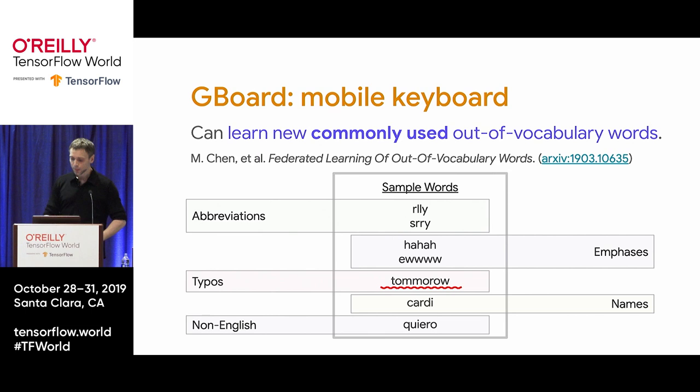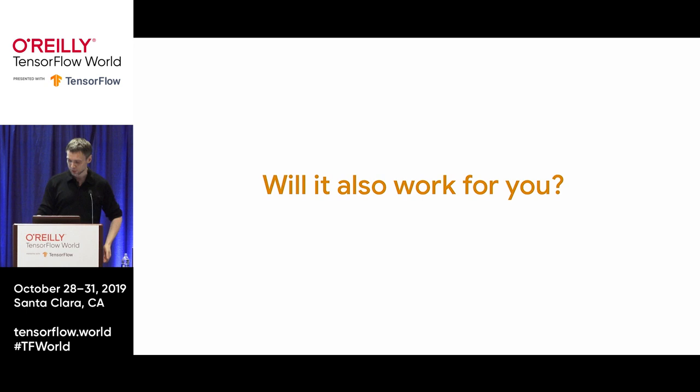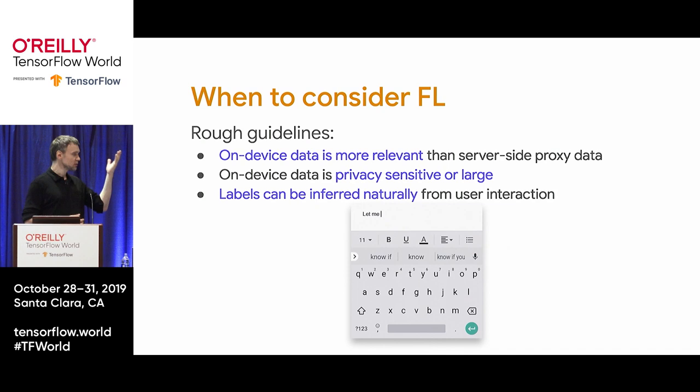Okay, so it worked at Google. Of course, what you really want to know is if it will work for your application. So some rough guidelines here. Mostly common sense stuff, like if the on-device data is of higher quality or if it's sensitive or large, good reason to use federated learning. Of course, you also need the labels, right, for training.